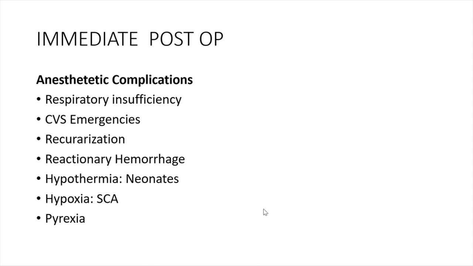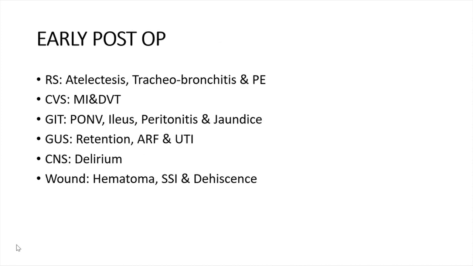Most of the complications you see within 24 hours, most of them are anesthetic complications. And most of the mortalities you see from within 24 hours are not from hemorrhage, of course. You have respiratory insufficiency, cardiovascular emergencies, arrhythmias, especially in patients with hypokalemia, reactionary hemorrhage, okay, when patients recover from anesthesia, especially in hypertensive patients, hypothermia in neonates, okay, hypoxia in sickle cell, hyperpyrexia. All these are immediate complications.